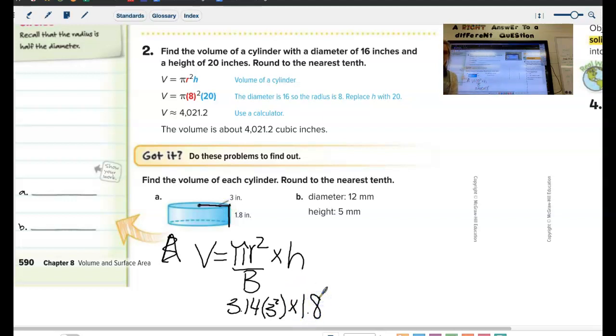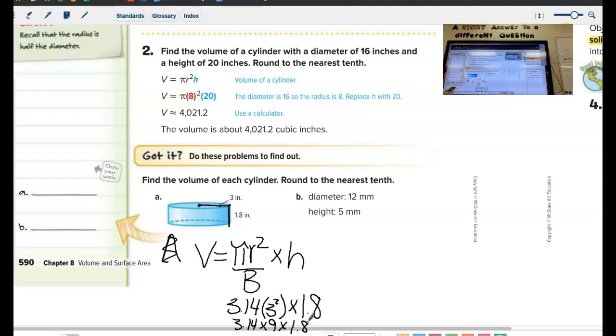So now I just use PEMDAS to solve. So I would do squared first. So 3 squared is 9, times 3.14, times 1.8.